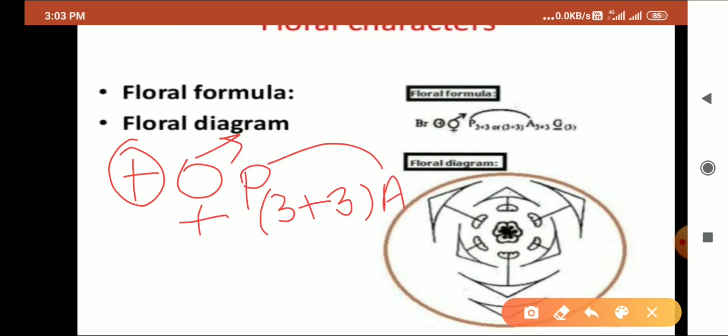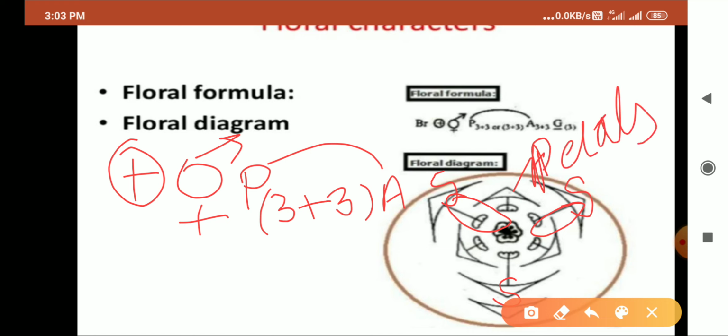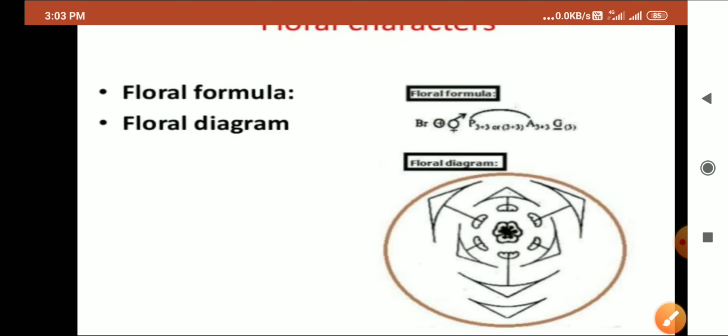Here the perianth, these are the outermost whorl, these are the sepals. The sepals are also known as the calyx, and these are the corolla, and these are joined with the androecium. Look here, they are joined with the androecium. Here we have these petals, and they are joined with these stamens. In between we have the stamen.